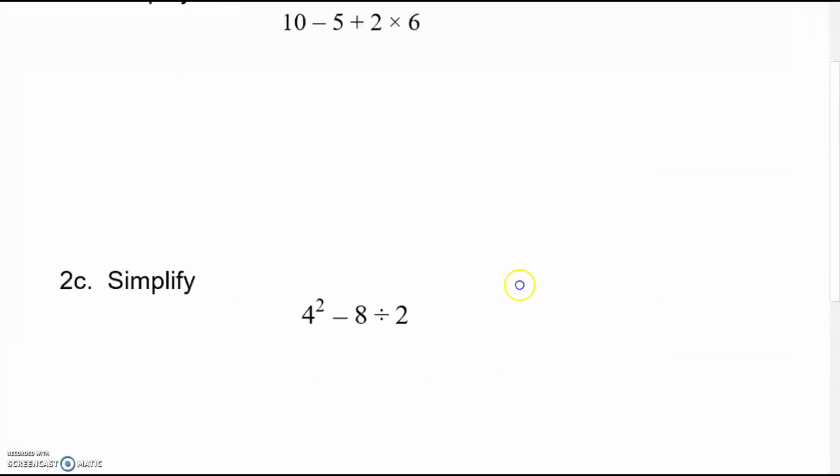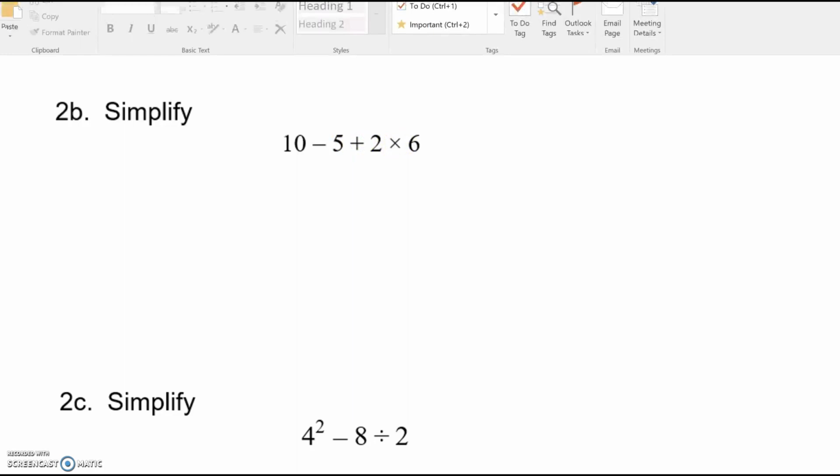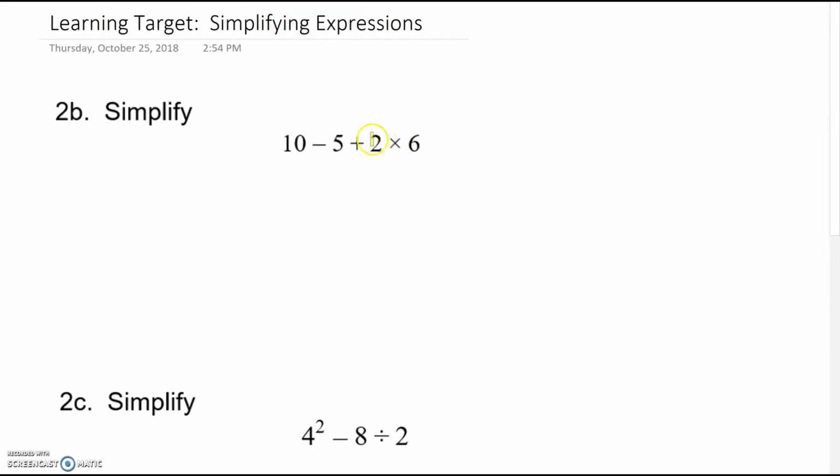So let's do the first problem here. And again, I see subtraction, I see addition, and I see multiplication. So I'm going to ask myself what comes first according to the order of operations. And that's multiplication. So if we do that, 2 times 6 is 12. And then I go ahead and rewrite the problem, and that's 10 minus 5 plus 12.